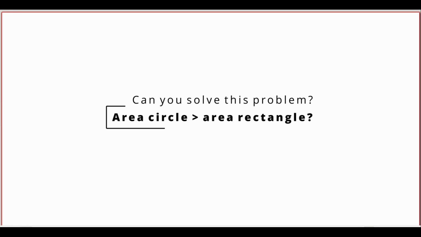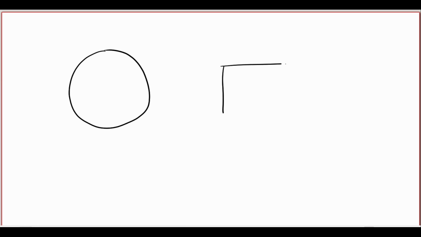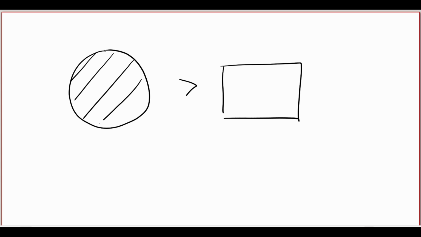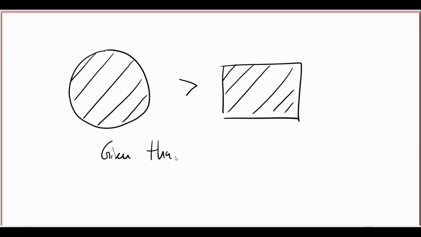Okay, welcome to this lecture. So today we're gonna solve this problem here. Given a circle and a rectangle, we want to show that the area of the circle, so the area of this thing here, is larger than the area of the rectangle, given that they have the same circumference.